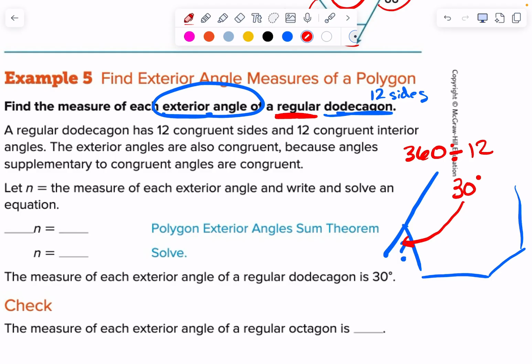Hey, wait a second. If each one is 30 degrees on the exterior, what's each angle on the inside? 150, right? I can find that out pretty easily.